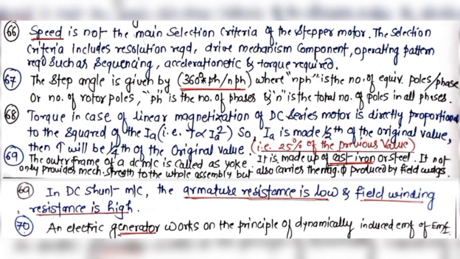Speed is not the main selection criteria of the stepper motor. The selection criteria includes resolution required, drive mechanism component, operating pattern such as sequencing, acceleration, and torque requirement.